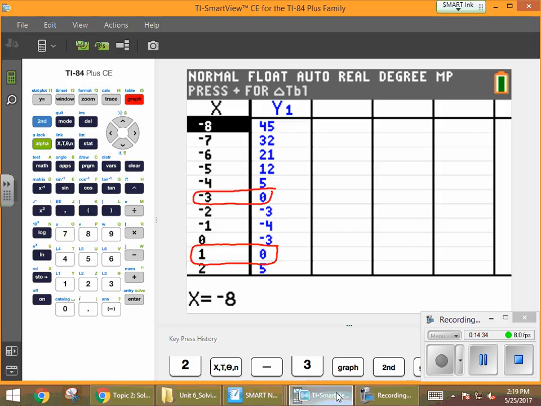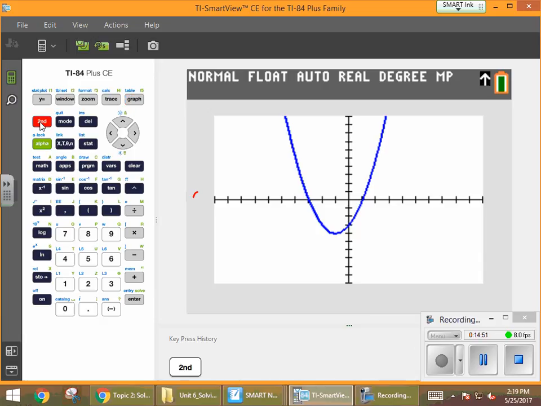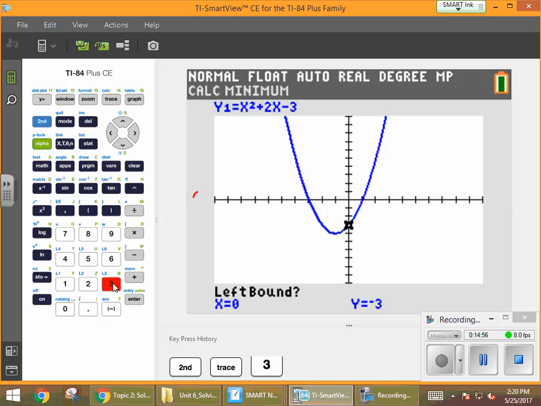Well, looking at my picture, my graph has a minimum. And I want to know where this minimum value is, right down here. You can get this from the table, but your calculator has a tool that will help you find the minimum. What you do is you hit the second button, then trace. I'm going to go down to number 3, which says minimum. Now you should see a blinking cursor. That blinking cursor, right on the bottom down here, it says left bound. I'm going to take that cursor to the left of my vertex.